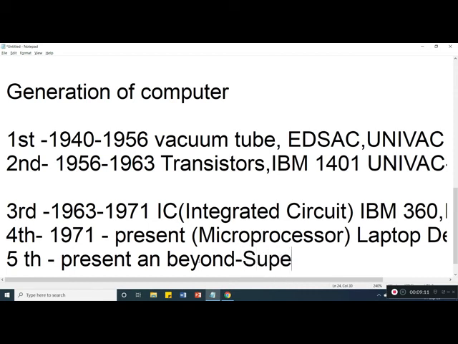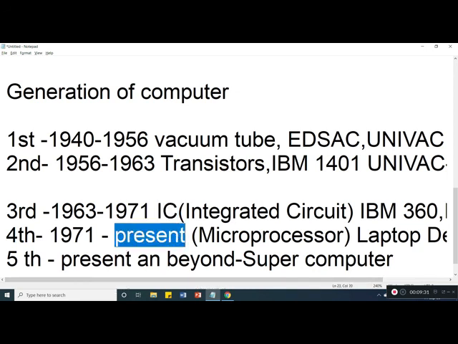These are like supercomputers. Normally we do not use a supercomputer every day. A supercomputer is used for research level work. So there are a total of 5 generations of computers. The first generation is the vacuum tube, the second is the transistor, the third is the integrated circuit. The fourth generation is present, with the microprocessor, like laptops or desktops. The fifth generation is present and beyond, like artificial intelligence.